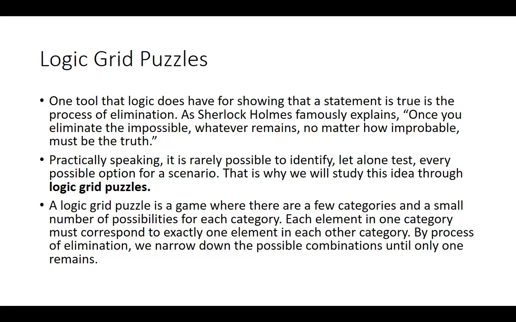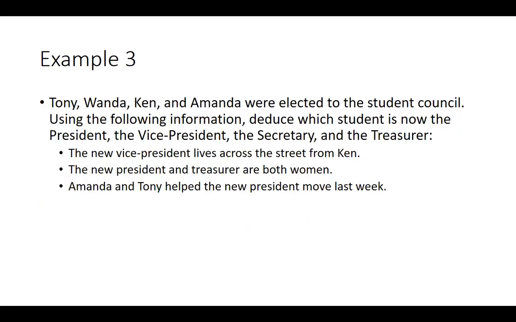Okay, let's look at example 3. Tony, Wanda, Ken, and Amanda were elected to the student council. Using the following information, deduce which student is now the president, the vice president, the secretary, and the treasurer. The new vice president lives across the street from Ken. The new president and treasurer are both women. Amanda and Tony helped the new president move last week.